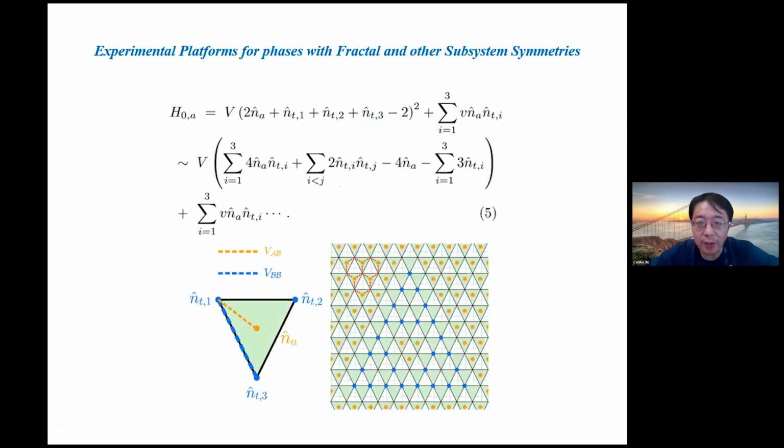Okay, so this is just an expansion of the Hamiltonian. You can see there's a two-body interaction between NA and NT, and a two-body interaction between the two NTs. So this is the realization of this model.